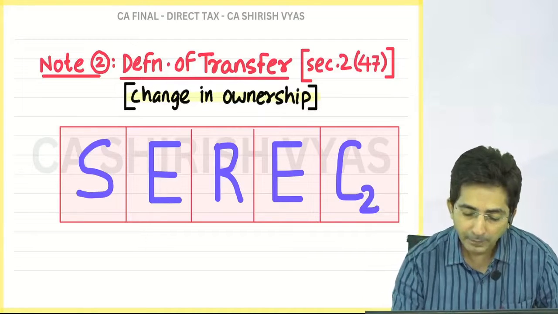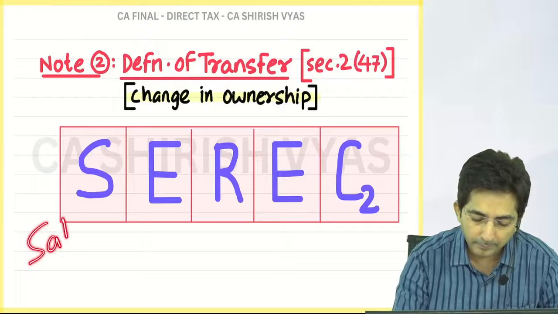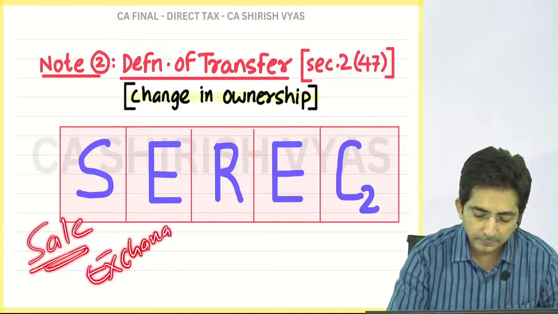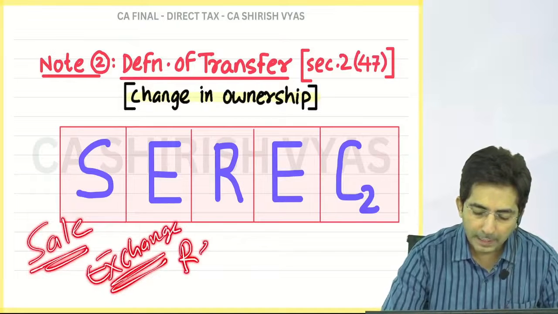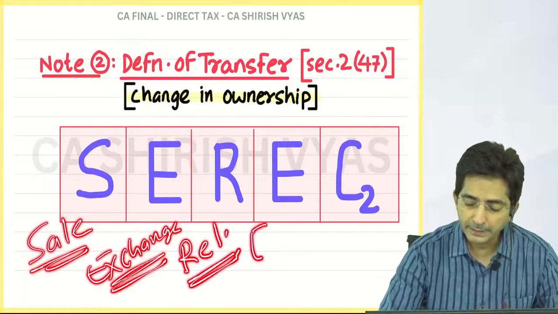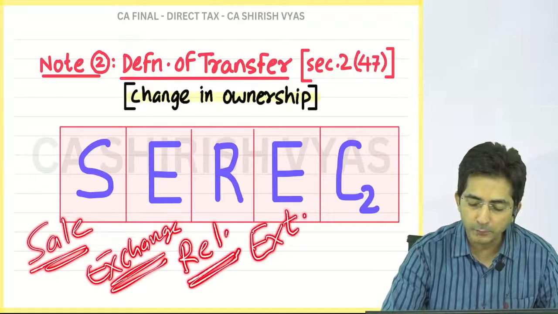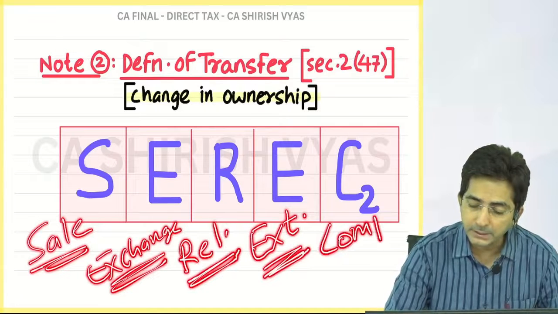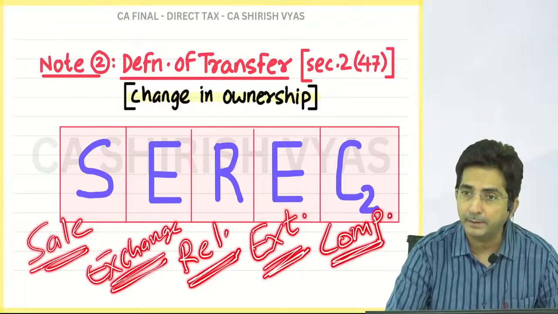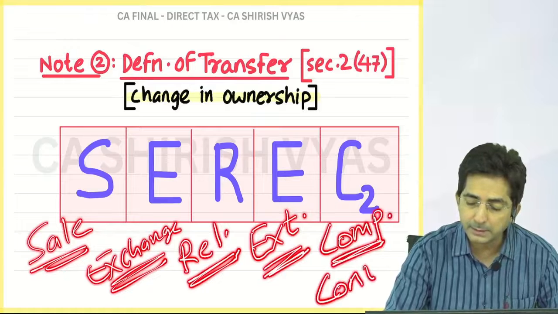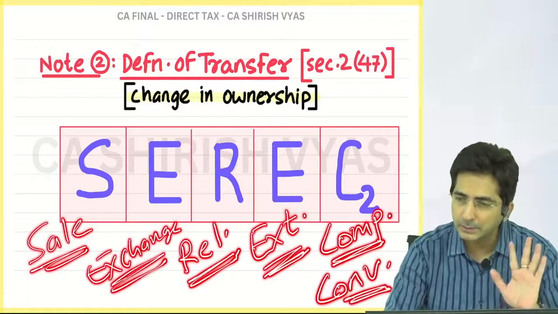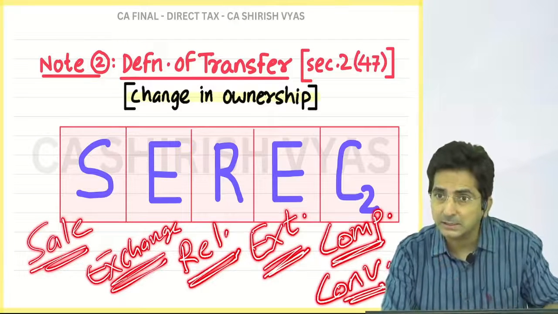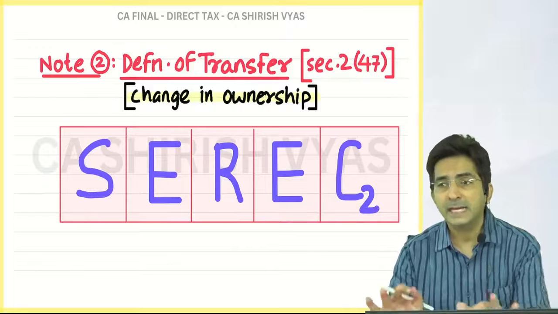In that list, S stands for sale, E for exchange, R for relinquishment, E for extinguishment of rights in a capital asset. Then compulsory acquisition of capital asset by government. Conversion of capital asset into stock in trade. Just listen once. These are the six transactions which are defined as transfer.